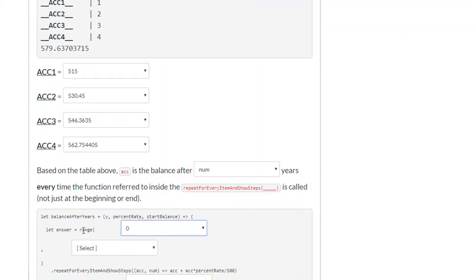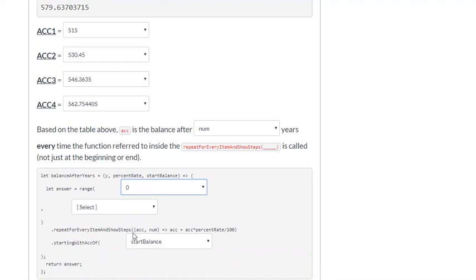Because this is the array, when you call repeat for every item and show steps, this is the array that it's calling it on. And so what it's going to do is start with whatever the first value, or the 0th value, in the array is, which also happens to be 0, right? So it's just going to be this, right? This number gets plugged in for num first. Okay, so start balance gets plugged in for accumulator, num gets plugged in for 0.